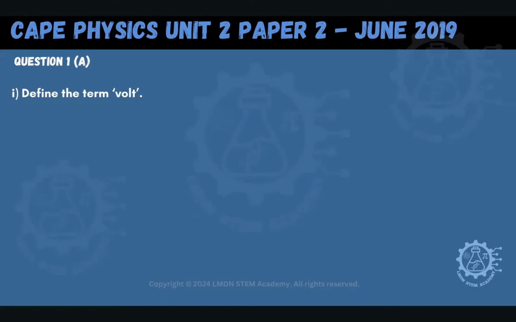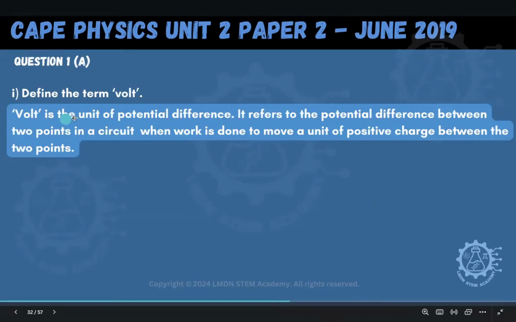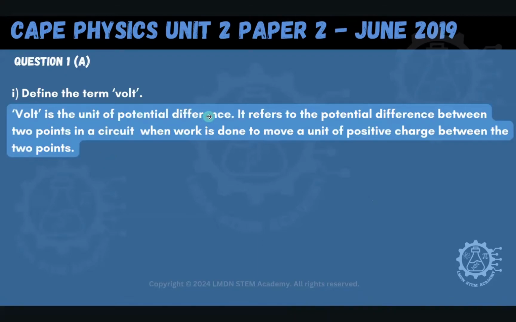In this video, we will be working through the June 2019 Physics Unit 2, Paper 2. Now, the first question is one from Module 1, and in Part I, it's asking us to define the term volt. So a volt is the unit of potential difference, right? It refers to the potential difference between 2 points in a circuit when work is done to move a unit of positive charge between the points.